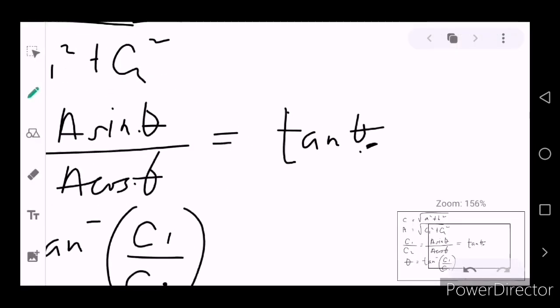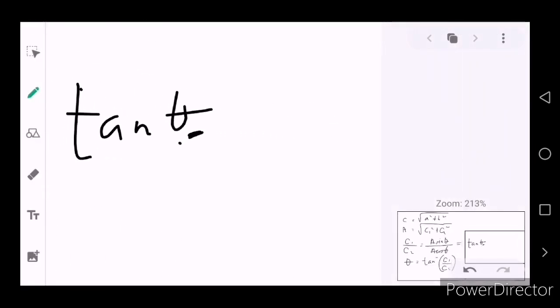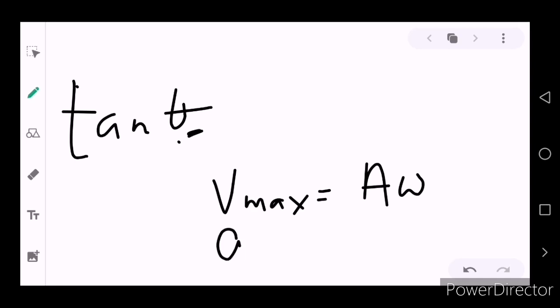Another thing, ang formula natin for maximum values, Vmax sa velocity is equal to the amplitude times omega, and sa acceleration naman ay Amax, second derivative, amplitude times omega squared. Okay? There.